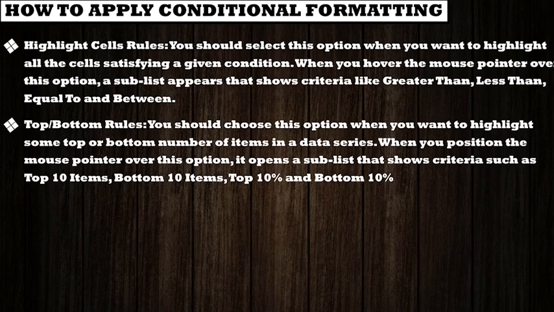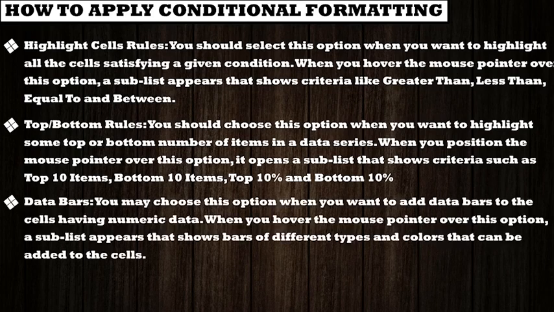Top-bottom rules. You should choose this option when you want to highlight some top or bottom number of items in a data series. When you position the mouse pointer over this option, it opens a sublist that shows criteria such as top 10 items, bottom 10 items, top 10% and bottom 10%.